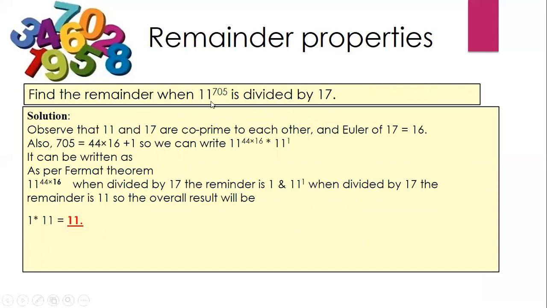Find the remainder when 11 power 705 is divided by 17. Okay, so 11 and 17 are co-primes, so we can use Fermat's theorem. Euler of 17 will be 16, right? So 11 power a multiple of 16 we are going to take outside, which means 44 into 16 is 704. So 44 into 16 plus 1. So I can separate this as 11 power 44 into 16 into 11 power 1, right?